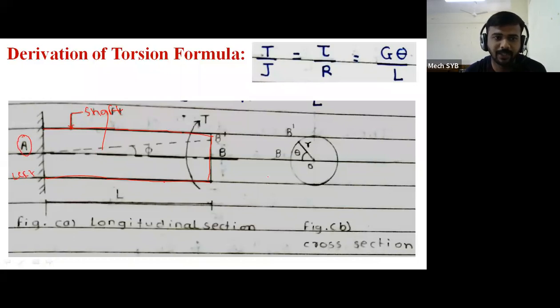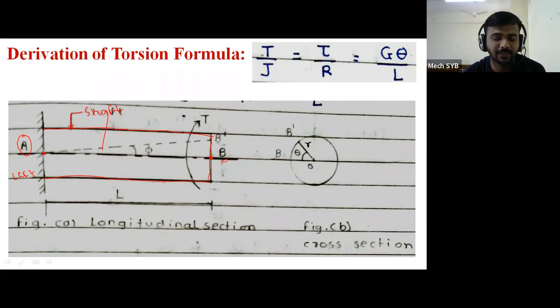The point A is present at the left side and the point B is present at the right side on the axis. I have considered point A at the left side at the center point of the shaft, and point B at the right side at the center point of the shaft. That means we have considered shaft AB whose one end is fixed and another end is free. The left side of the shaft, point A, is totally fixed, and the right side, point B, is free.